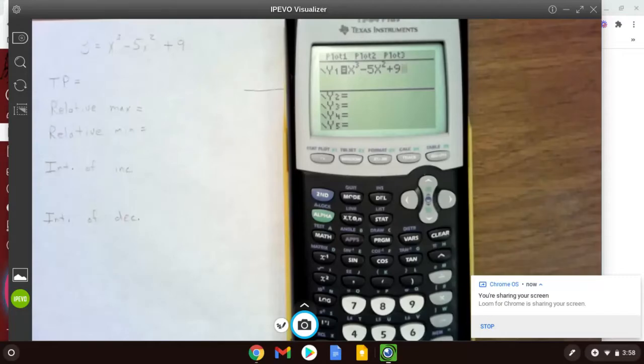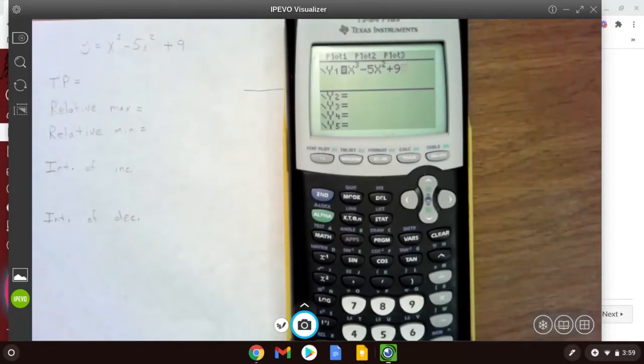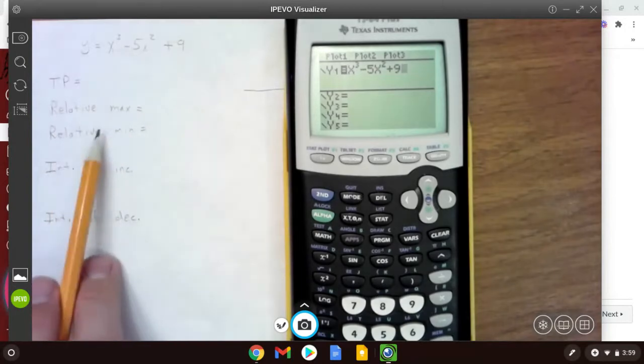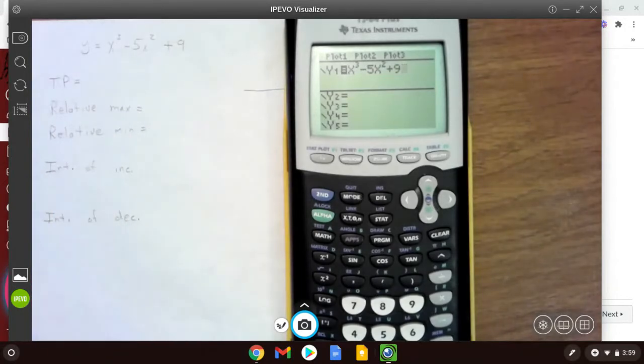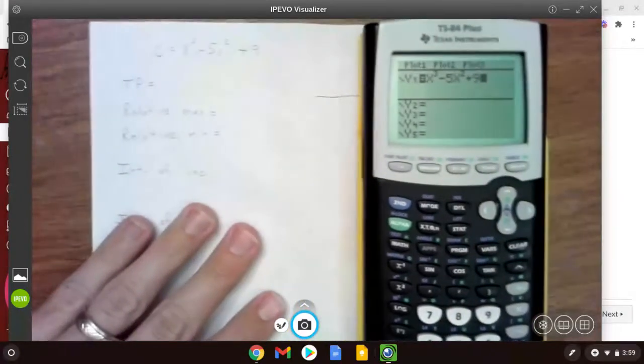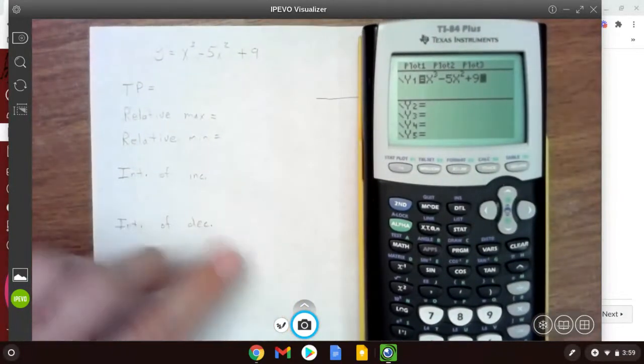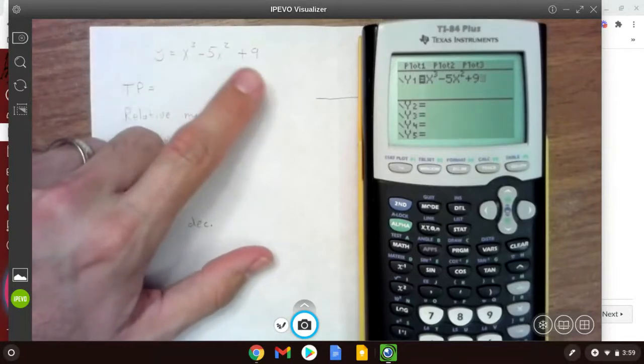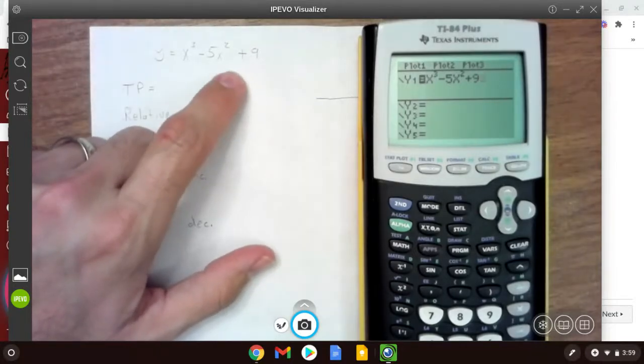All right, good afternoon. So we're doing a little bit more of this graph analysis, where we're finding the turning points, relative max and mins, and intervals of increase and decrease. So we're graphing x to the third power minus 5x squared plus 9. There's no linear term here, no regular x.